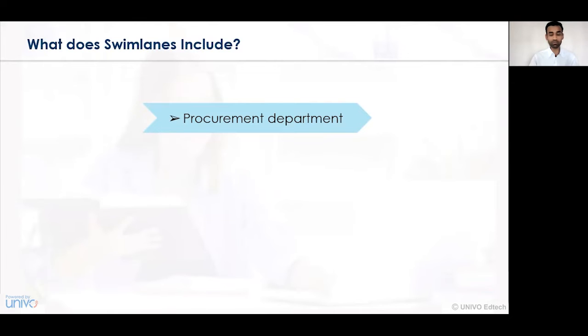So what do these swim lanes include? Number one, that is the procurement department. The procurement, the manufacturing, the inventory, the stores, the warehousing, and such departments are included in the concept of swim lanes.